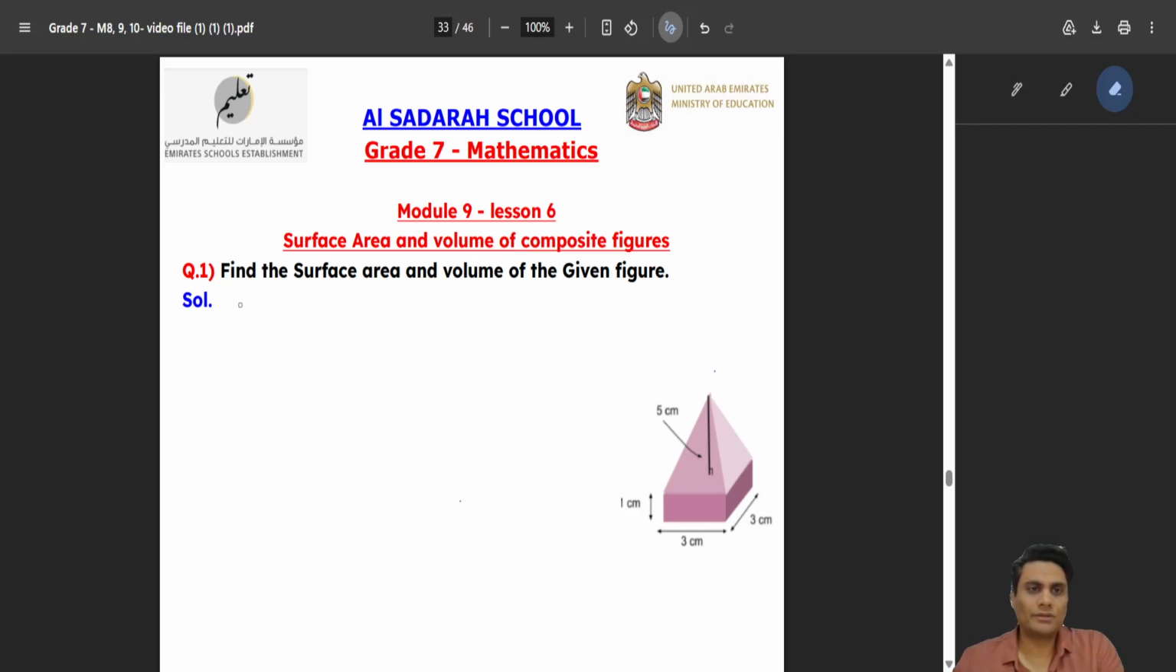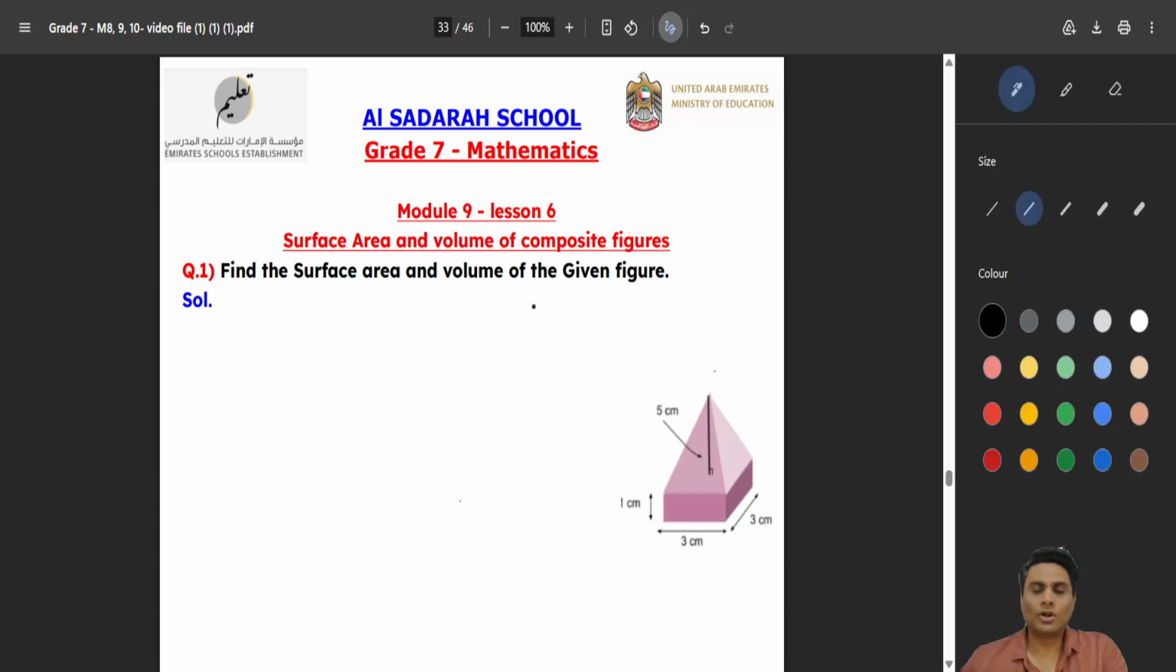Now, in question number 1, it says find the surface area and the volume of the given figure. See this figure. We haven't seen this kind of figure in the questions we have done until now. But if I try to break this figure, then you will see that, just give me a second, let me draw this for you.